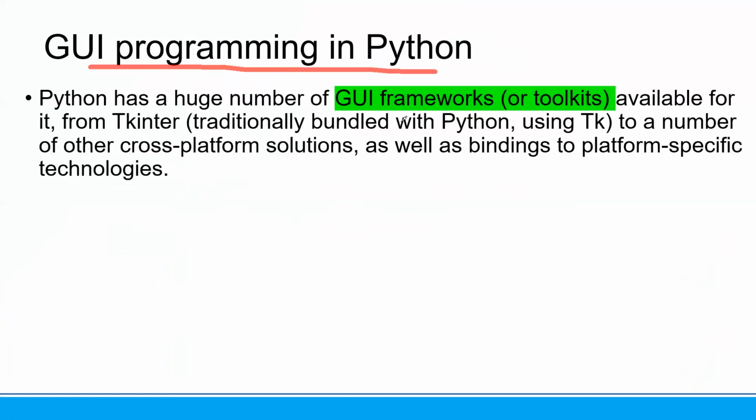So Python has a huge number of GUI frameworks. And maybe many books, they try to start from Tkinter. Usually we call it Tinker. Traditionally, it is bundled with Python using Tk, and it can have a cross-platform solution. It means you can use it in Windows, you can use it in iOS, you can use it in Linux, and so on. And it is able to bind to the platform-specific technologies. So if you use Java, you can also connect to this Tinker.